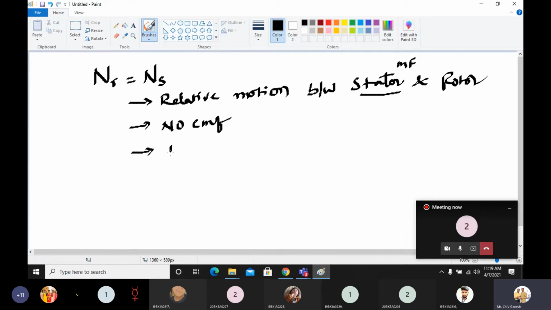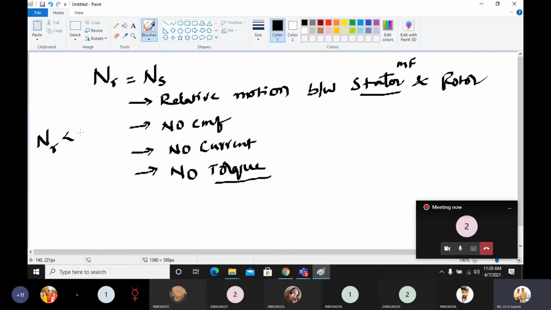If there is no EMF, no current. If there is no current, therefore finally there is no torque developed between these two. Always your rotor speed will be less than that of synchronous speed. Then only there is a relative motion between the stator magnetic field as well as the rotor magnetic field.